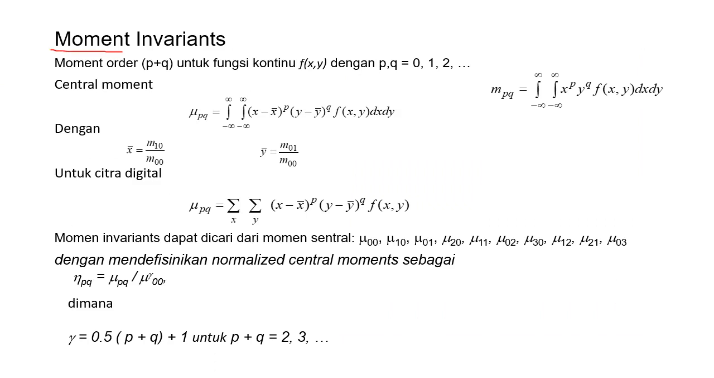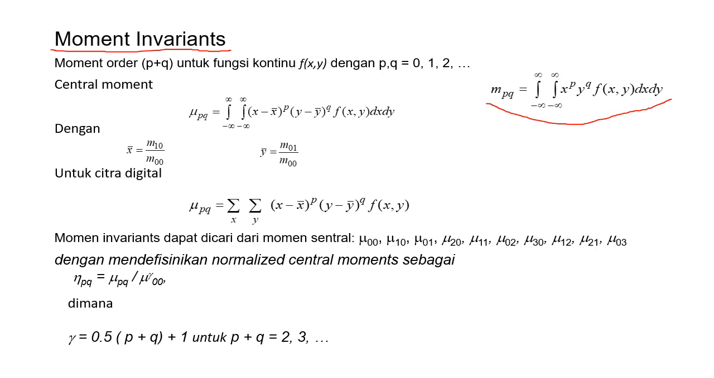Now we continue with the moment invariance. We start with the definition of the central moments, which is a two-dimensional integration of x to the power p and y to the power q, where p plus q is the order of the moment. So moment order 2 means that p plus q equals 2. It could be 0 and 2, or 2 and 0, or 1 and 1.